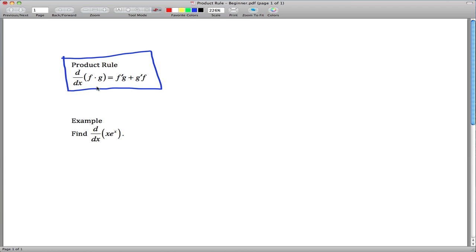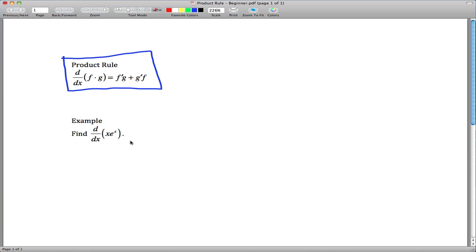The times that you use it is when you're trying to take the derivative of two functions multiplied together. In other words, the derivative of a product. If you know the derivative of each of those two functions, then the way we can find the derivative of their product is just by applying this rule right here.